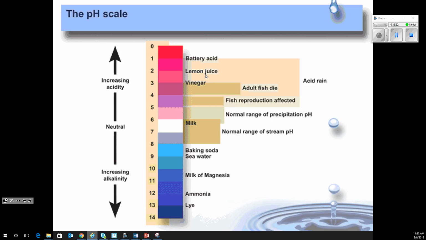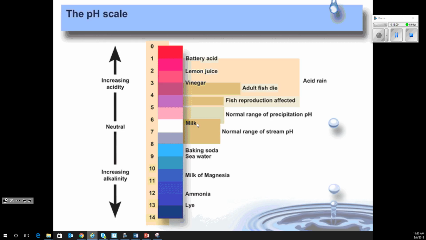Some things you could test: battery acid, lemon juice, vinegar, and you can see right here, this is what we consider the acid range. The normal range of rain would be between 5 and 6.5, because there is carbon dioxide and some pollutants in the air, and as rain comes down it grabs the particulates in the air, so we get some change in pH even with really clean air.